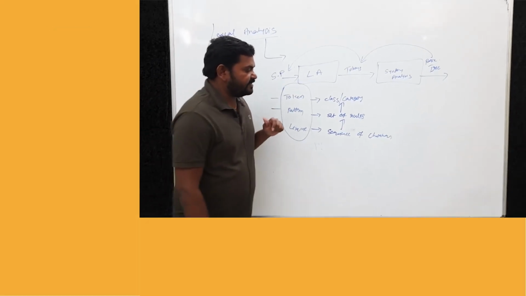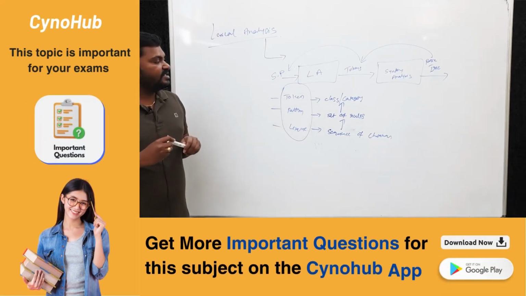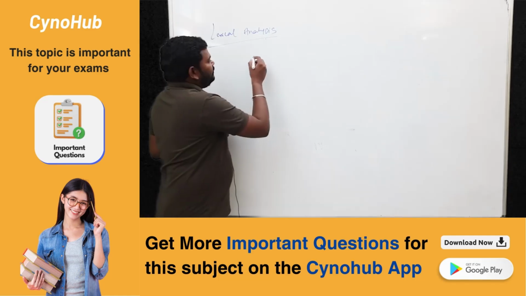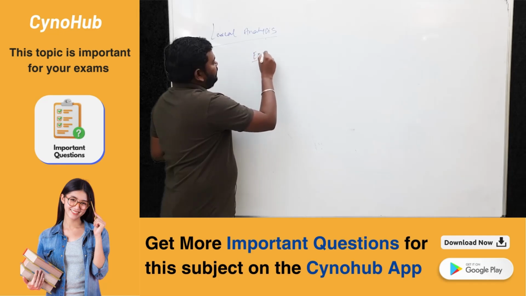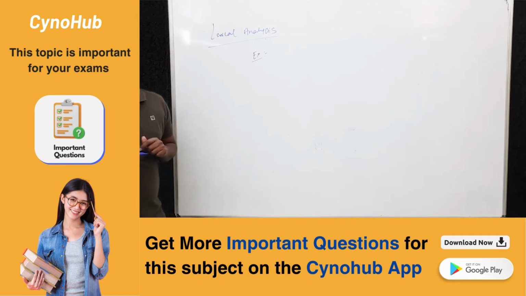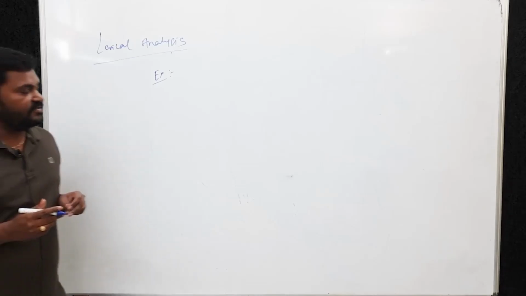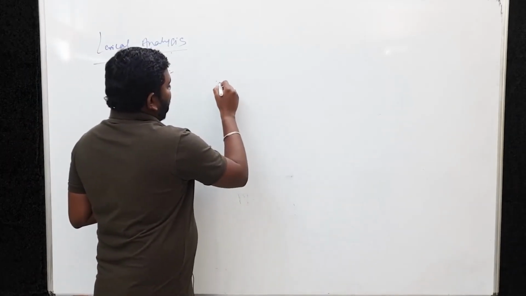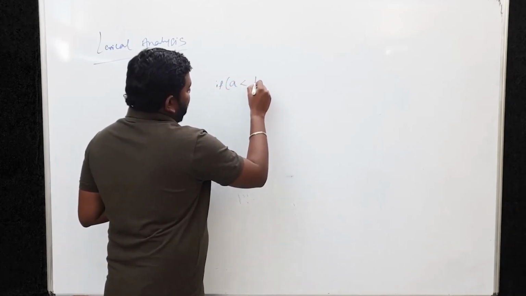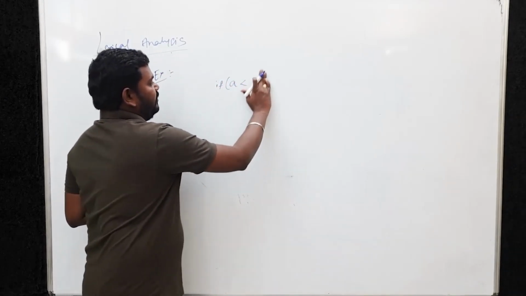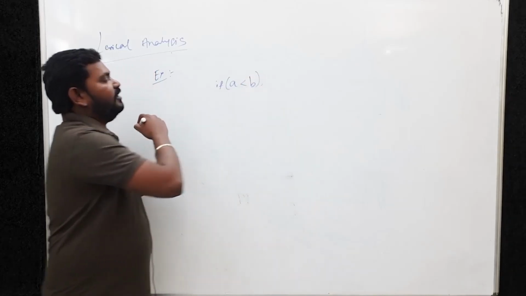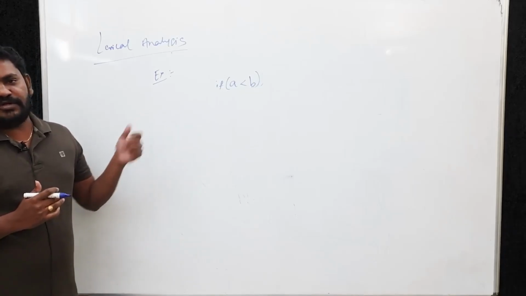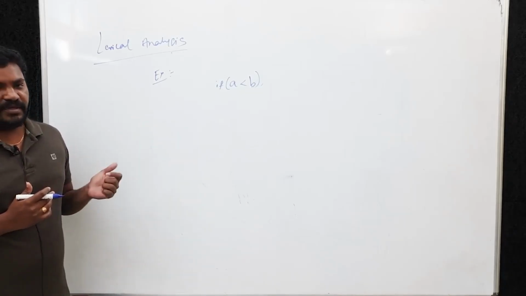So let's take a simple example and see how the source program is recognized as tokens. These three terms are used in the lexical analysis phase to recognize the token. Suppose we have the code: if A less than B. What is the lexeme here? What is the token here? What is the pattern? We need to understand that.